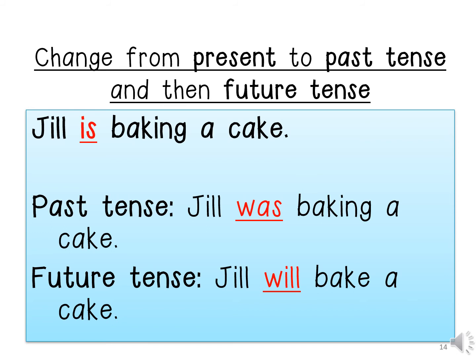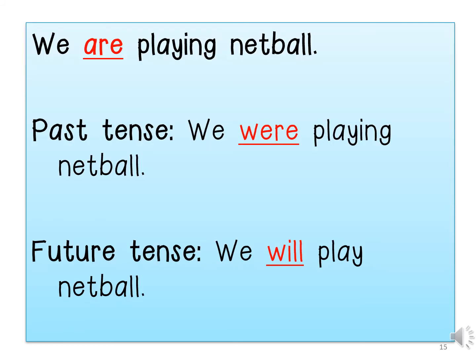Now let us change the same sentence to future tense. So the sentence will change to Jill will bake a cake. Let's go through another example. We are playing netball. Remember, children, this is the present tense. Let's change that sentence to past tense. So it will change to we were playing netball. Now let's change the same sentence to future tense. So it will be we will play netball.